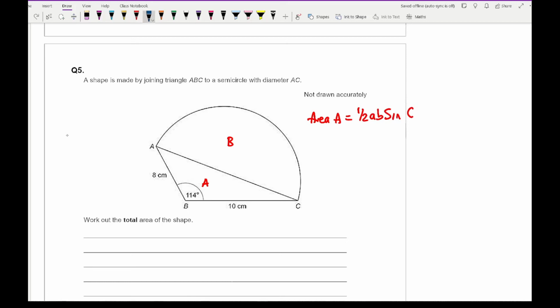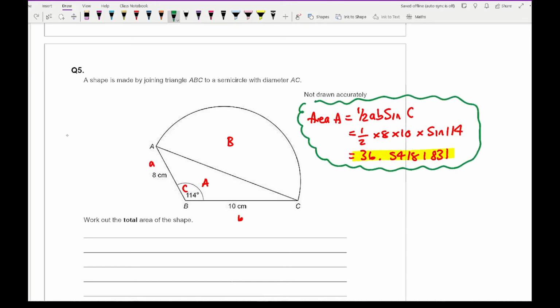Substituting those numbers in, I've got a, I've got b, and this angle here is C. So I've got a half times 8 times 10 times sine of 114, and if I type that into my calculator, I get an answer of 36.54181831. I'm just going to shelve that for now and put a little bubble around it.